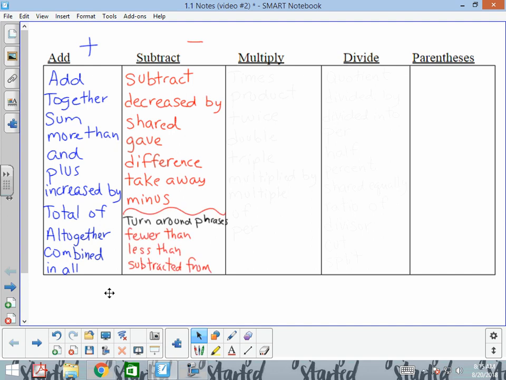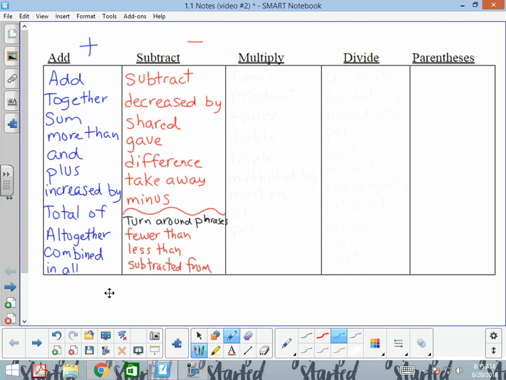These words we're going to turn around the order. So fewer than, less than, and subtracted from. So turnaround phrases mean to switch the order. Fewer than, less than, and subtracted from. All right, again, you can pause the video and write those down.